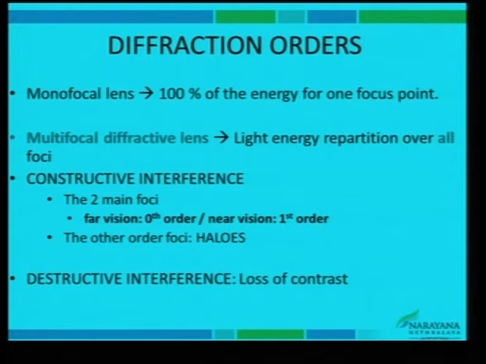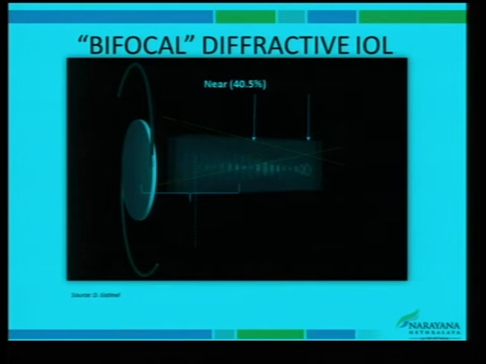The far vision is from the zero order of the constructive interference. The near vision is first order. The other orders go towards creating the dysphotopsias. Destructive interference, when it is more, is what is associated with the loss of contrast. So that is the physics behind it.